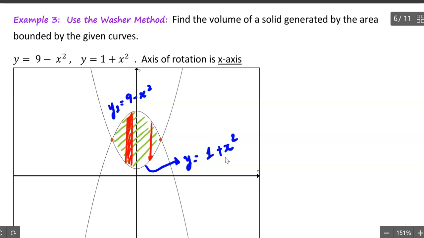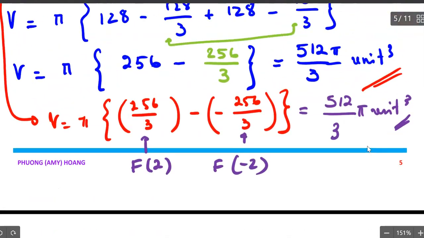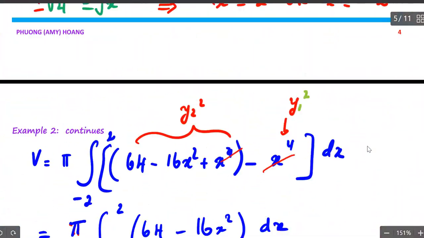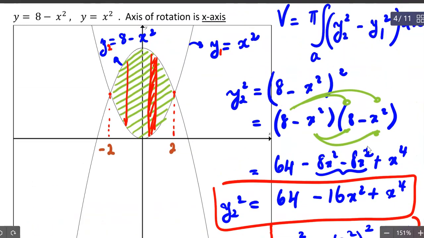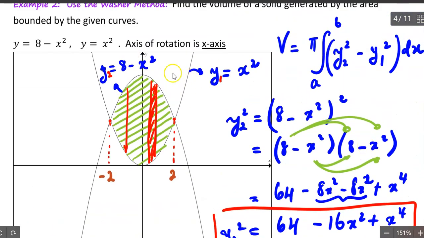I would like everyone to compare the difference between example 3 and example number 2. So let's go back to example number 2. In example number 2, you have a parabola that opens down, 8 minus x squared, and the parabola that opens up. The vertex is at 0, 0. This parabola opens up, and the vertex is at 0, 0.